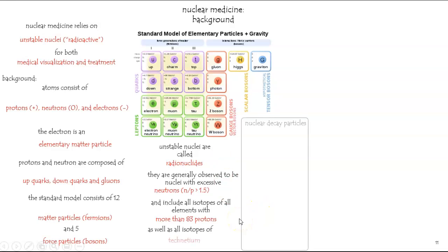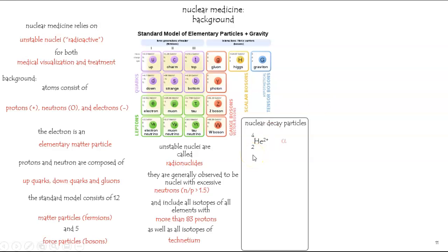Interestingly, atomic number 43 also has no stable isotopes. Technetium does not exist naturally. It falls apart too quickly. And when these things fall apart, they give rise to various nuclear decay particles. Here's a list of them.